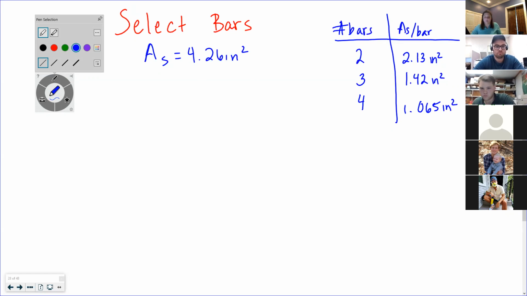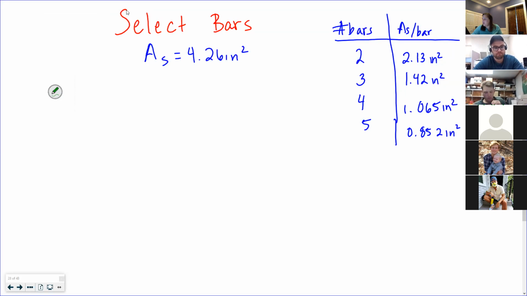If I have 5 bars, now we're talking about something that's like 14 inches wide. I would need a bar that's at least 2 inches squared. That would be like 5 number 9s. We're talking about something that's 14 inches wide, so 5 number 9s is probably not gonna fit.